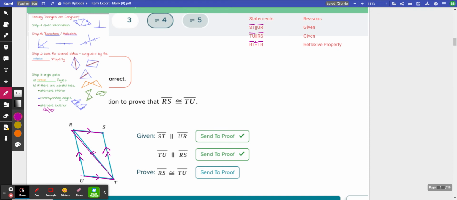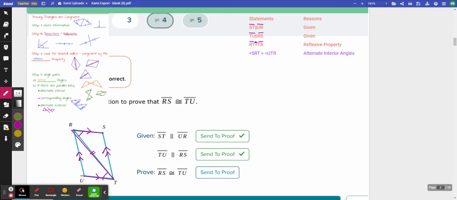So RS gives us this little Z shape, and whenever you have that Z shape, it gives you alternate interior angles. So this angle here, angle SRT, is congruent to angle UTR because they're alternate interior angles.